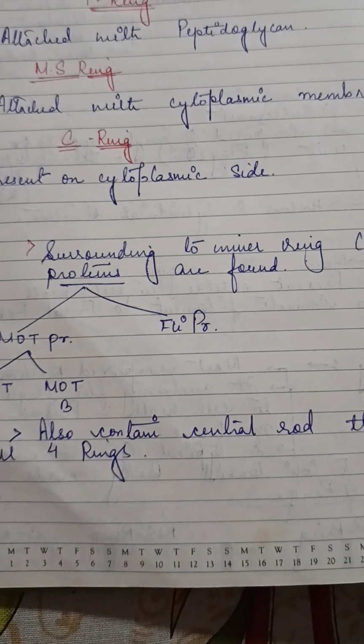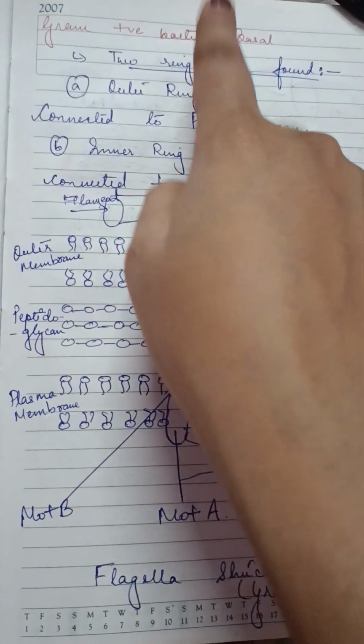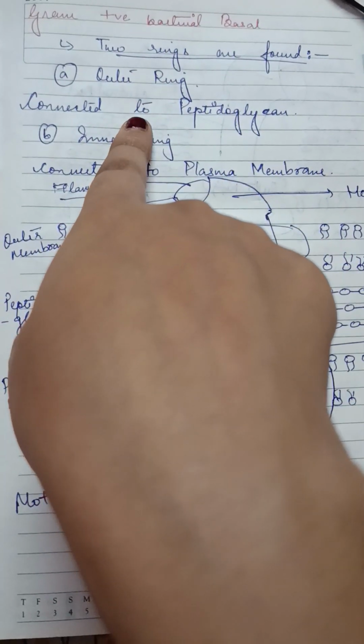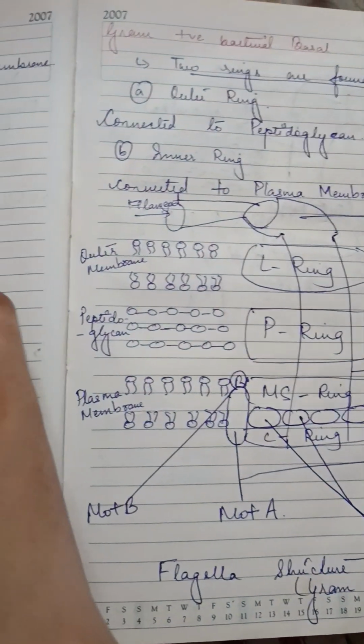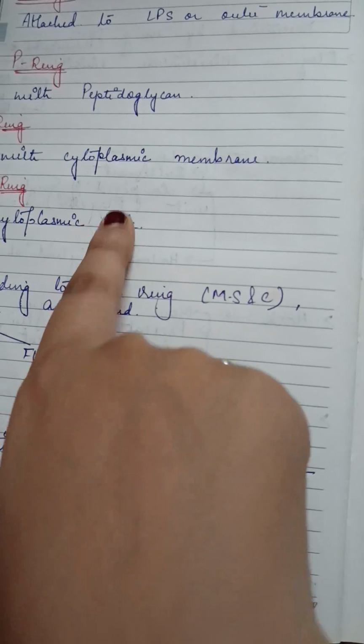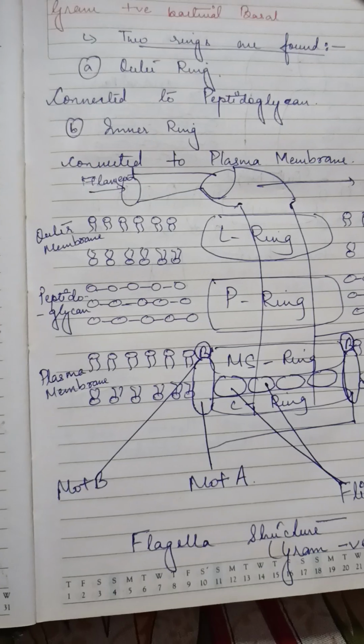Now, when we talk about the gram-positive bacterial basal body, it has two rings, an outer ring and an inner ring. The outer ring is connected to peptidoglycan, like this portion was connected to peptidoglycan, and the inner ring, MS and C, is connected to the plasma membrane, like that.